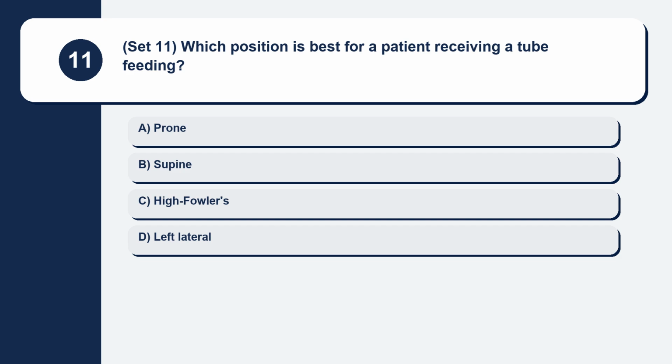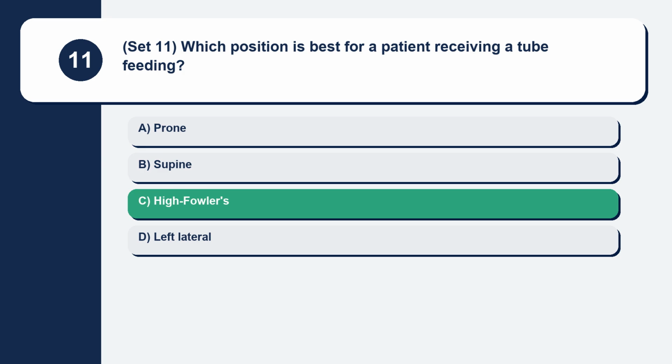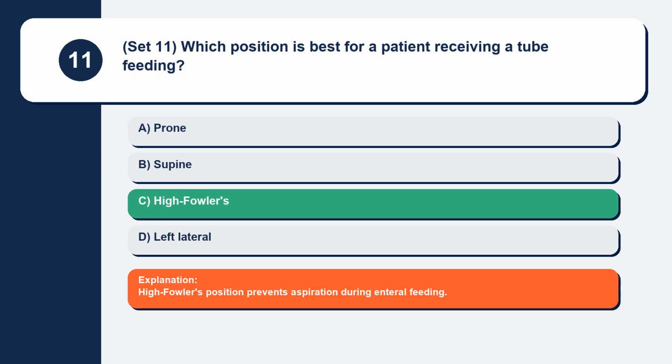Question 11. Set 11. Which position is best for a patient receiving a tube feeding? Prone, supine, high Fowler's, left lateral. High Fowler's position prevents aspiration during enteral feeding.